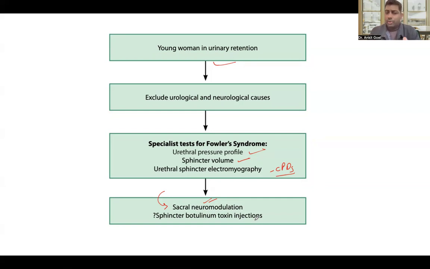And how do you diagnose it? What are the clinical associations? You must know about polycystic ovarian syndrome and endometriosis, which might be present. And what's the endocrine explanation for the association in young women? And how do you manage it with sacral neuromodulation? So this is the basic thing about Fowler syndrome.